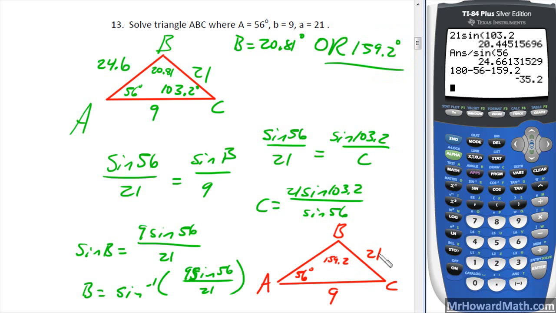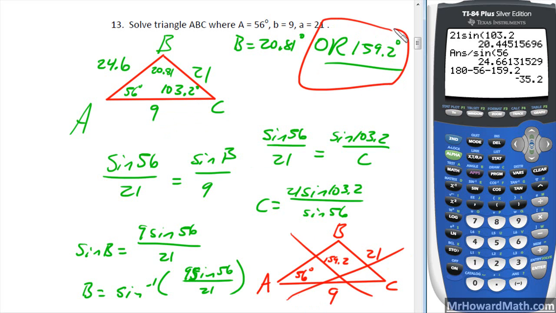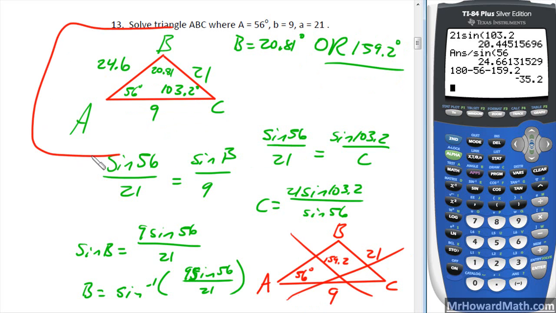So what does that tell you? That tells you that this triangle can't exist. You can't have a negative angle. So we actually only have one possible solution for this one. We had to check this angle, but it didn't work out. So we reject that triangle. It's impossible. And just accept this one. So we just had that one solution there. All right, let's look at question 14 next.